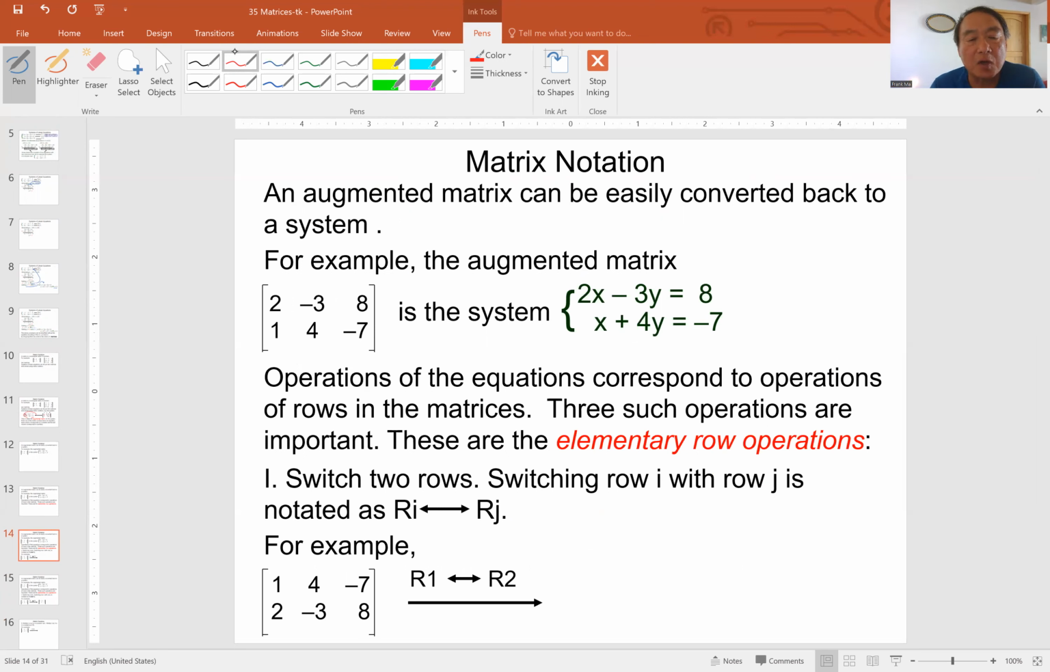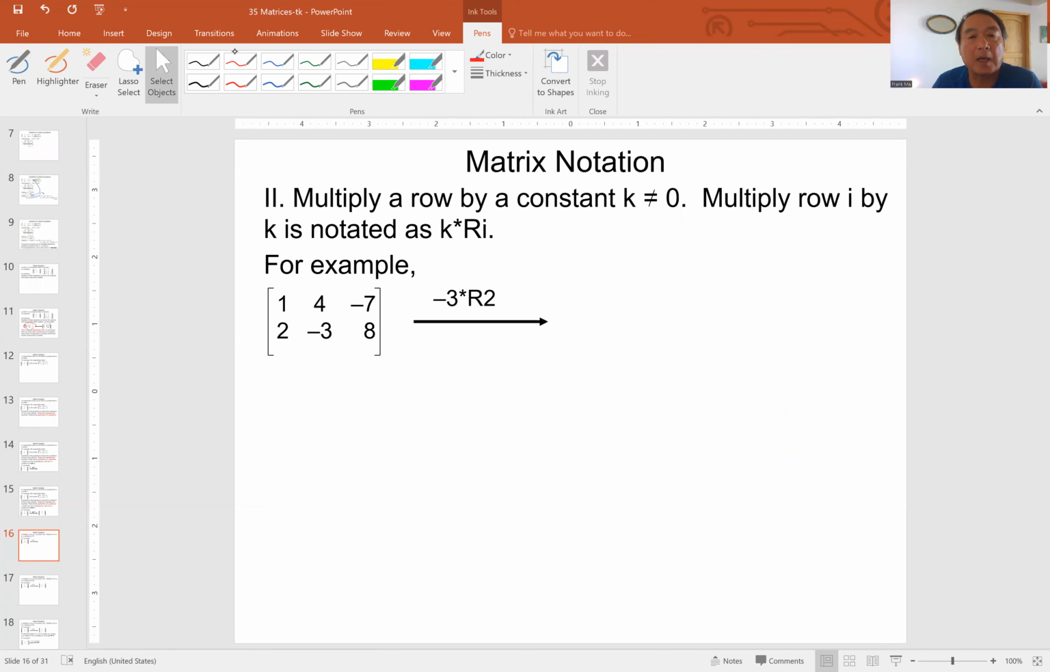And the first operation is switching 2 rows of a matrix. And here, if I switch the first and second row, I get this new matrix. And the second operation I might apply is multiplying a row by a number. In this case, the second row multiplied by minus 3. Then I get a new matrix.